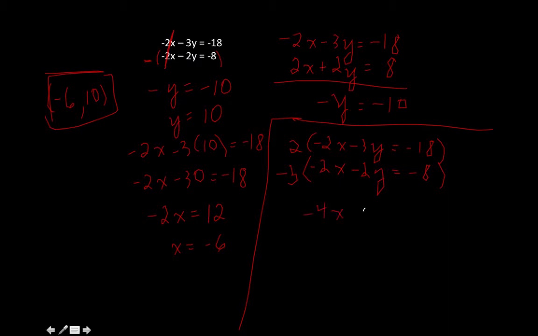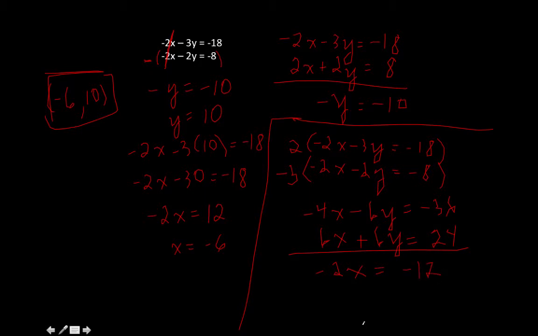So minus 4x minus 6y is minus 36. 6x plus 6y is 24. And then I just add them. So these two eliminate. So I get 2x, 6 minus 4, is minus 12. So x is -6. And then I'd go plug in the -6 to get the 10. But see, I get the same solution no matter how I do this.